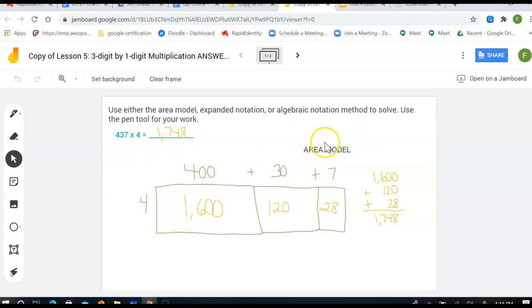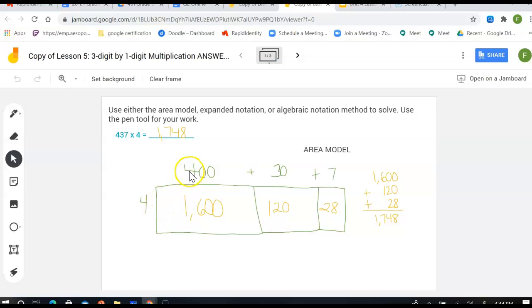And for this one, I used the area model. If you can see, the 437, the bigger number, as usual, I'm putting at the top. The smaller number we'll put on the side over here. And you'll notice that the 437 has been decomposed at the very top here. So I've decomposed that to 400 plus 30 plus 7, and that total equals 437.